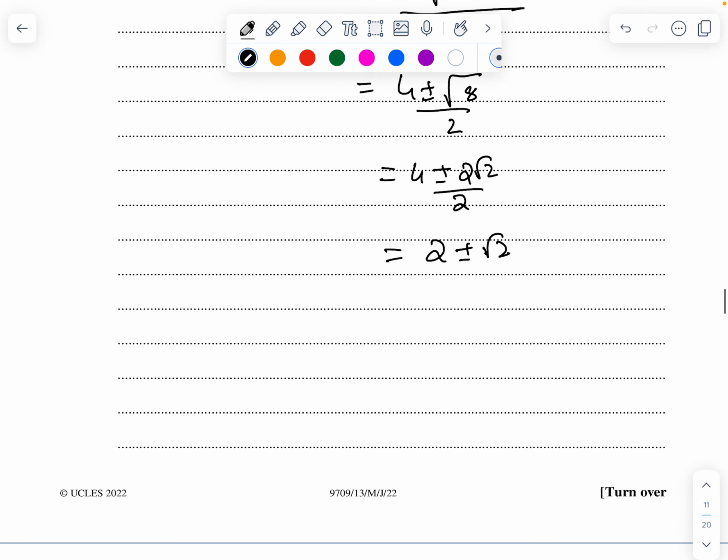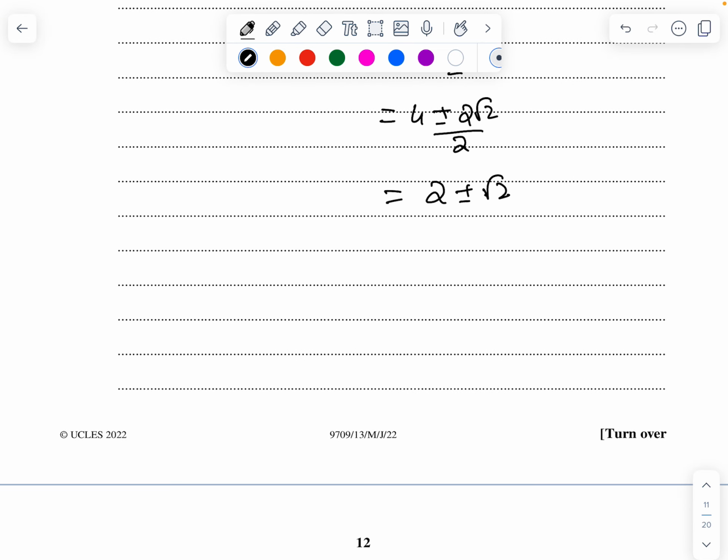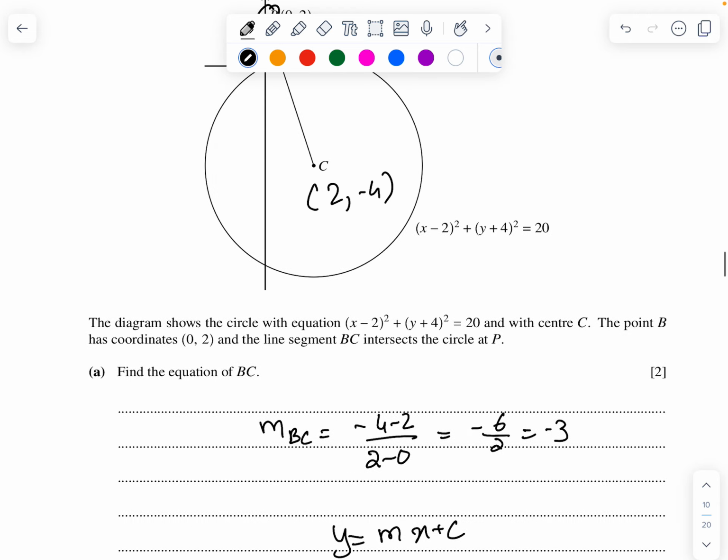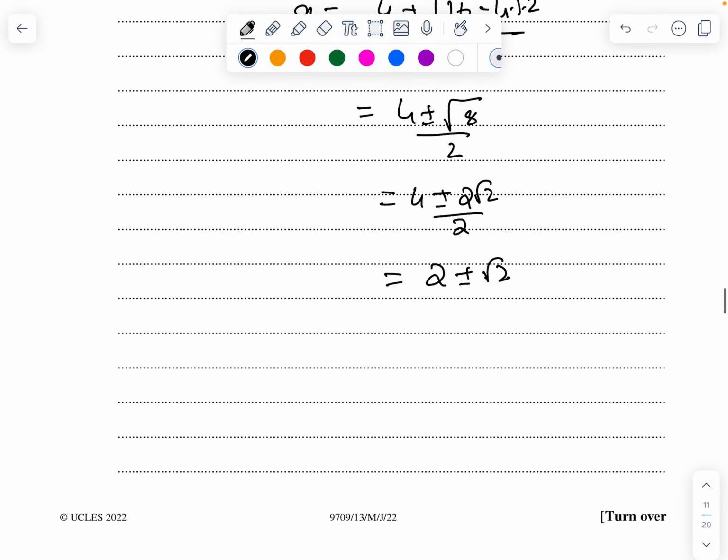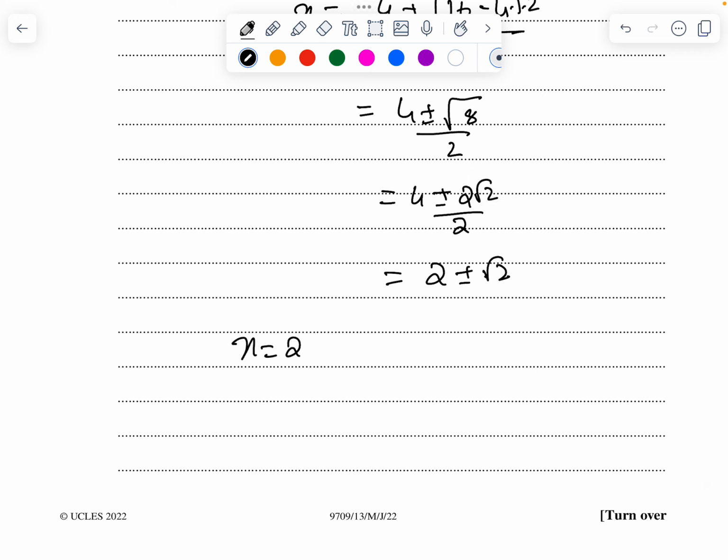P is always 2 minus root 2. It cannot be 2 plus root 2 because we can see that P is very close to the origin, so it has to be 2 minus root 2. So the x value is 2 minus root 2.